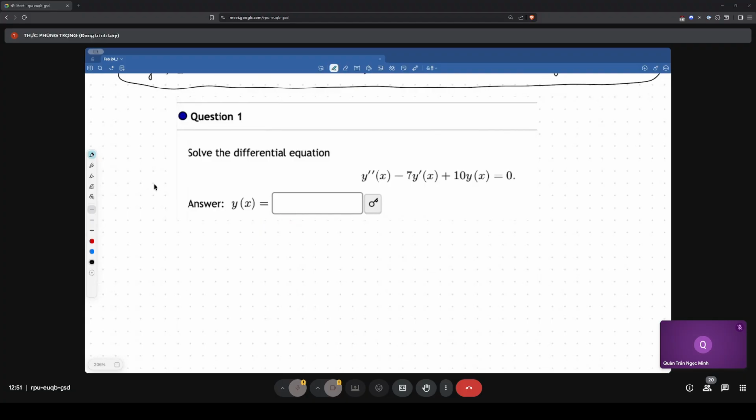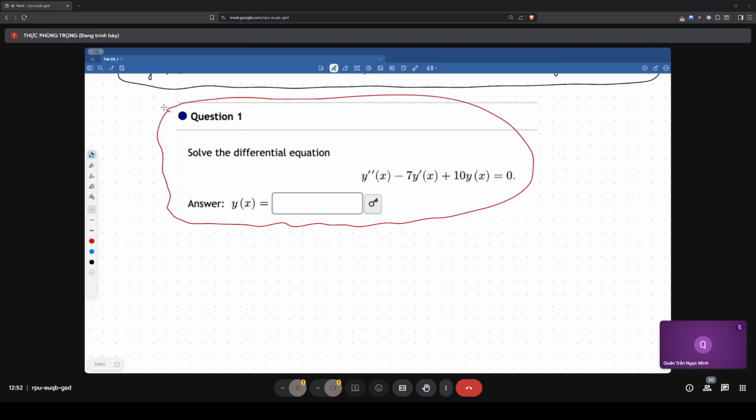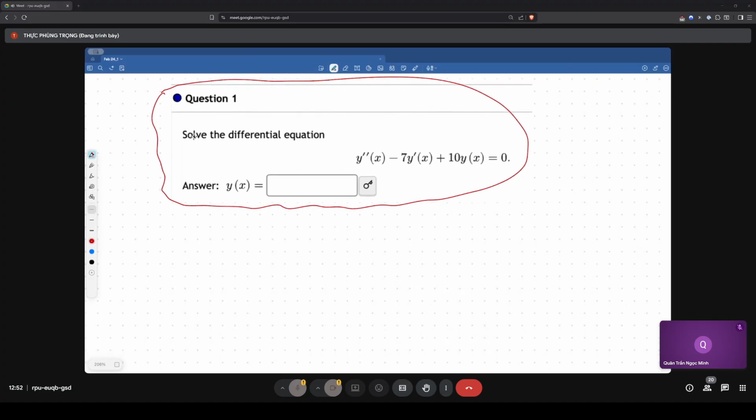Now, this time I'm not going to solve this using the idea as we have done with the example. This time I just apply the formula.